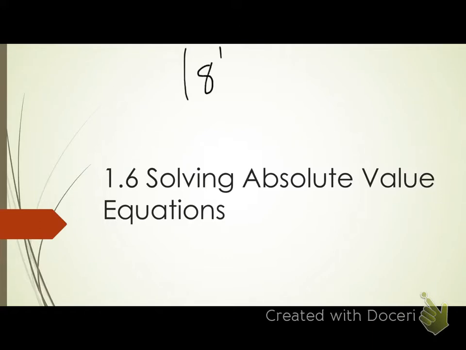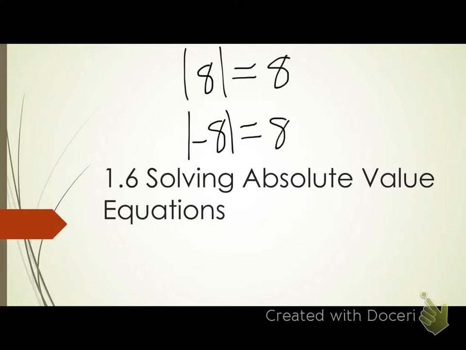So if I ask you to find the absolute value of 8, what is the distance that 8 is from 0? 8 units. What if I ask you to find the distance of negative 8 from 0? 8. Hopefully you all remember, an absolute value just makes a number positive because it is distance.